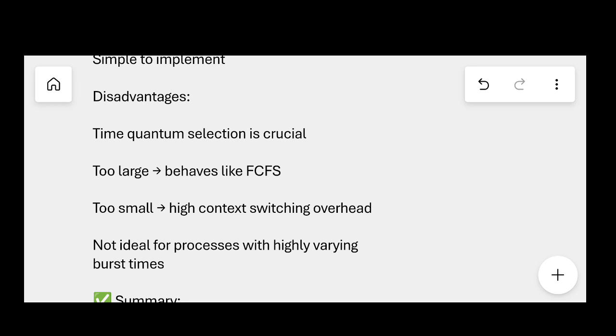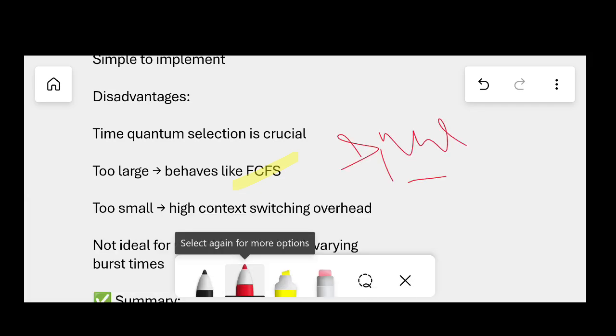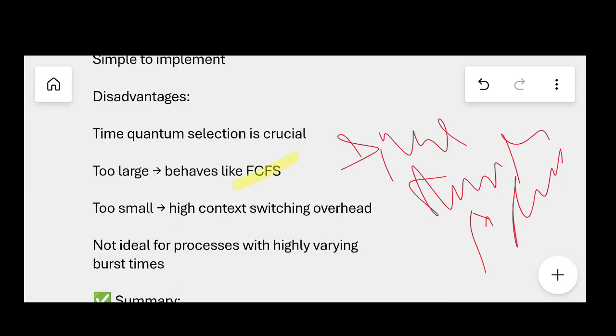Choosing the right time quantum is very important. Too large behaves like first come first serve. FCFS means first come first serve. Too small causes too many context switches. Round robin is great for time sharing systems, where we want everyone to get CPU time equally.